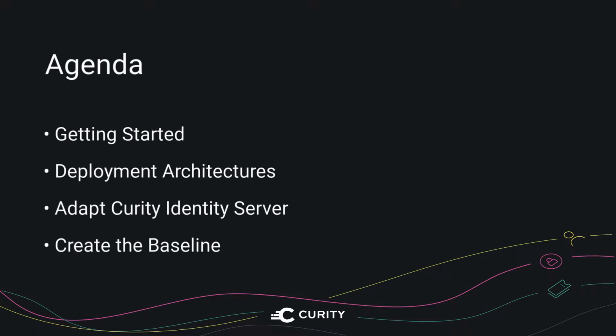From the very first deployment, we will continue with an overview of the different deployment architectures. I will give you a walkthrough on how Curity Identity Server was designed with flexibility and scalability in mind. We will then have a look at how to modify different parts of Curity Identity Server. At the end, we will see how Curity Identity Server features infrastructure as code by creating a custom Docker image.